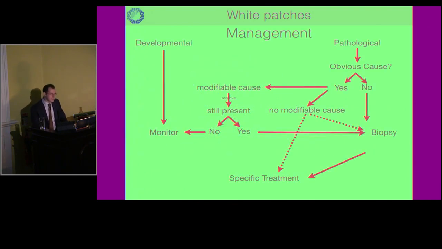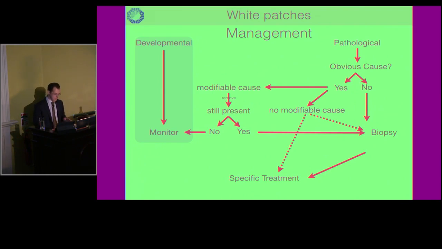So in practice, what do you do when you see a white patch? Well, hopefully you can make the initial decision about whether it's normal or developmental or pathological. That's the first stage in your decision tree. If it's normal, you just continue to see them for whatever you're seeing them for, and you keep an eye on it. It shouldn't change, and that should be the end of it.